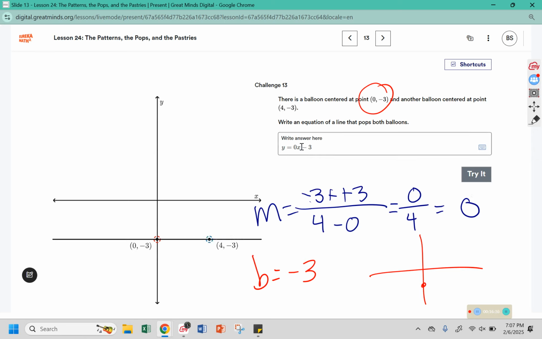You can simplify this. You do not need 0x. You can remove it, and it will still go through both of those balloons.